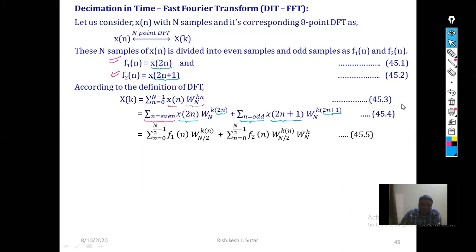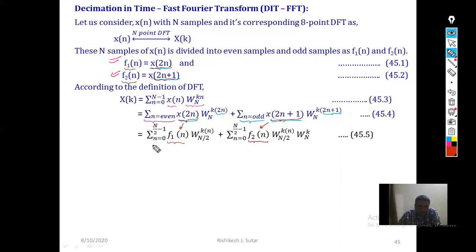You can see here that we have written x of 2n is equal to f1 of n, and x of 2n plus 1 is equal to f2 of n. So I have just replaced this x of 2n with f1 of n, and this x of 2n plus 1 with f2 of n.